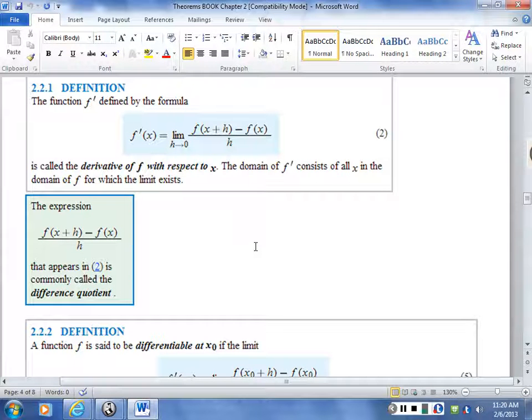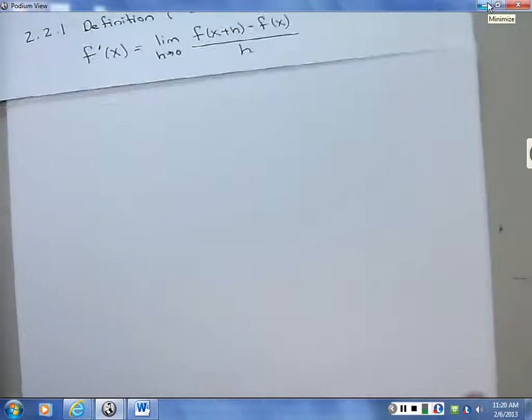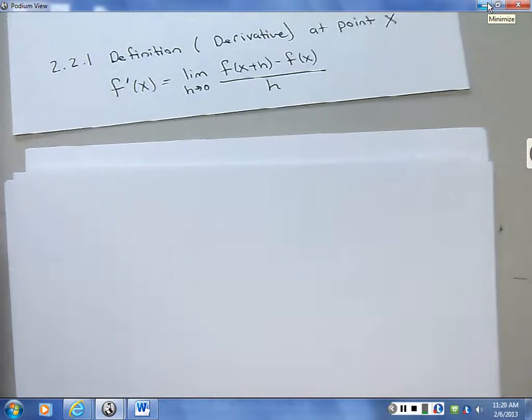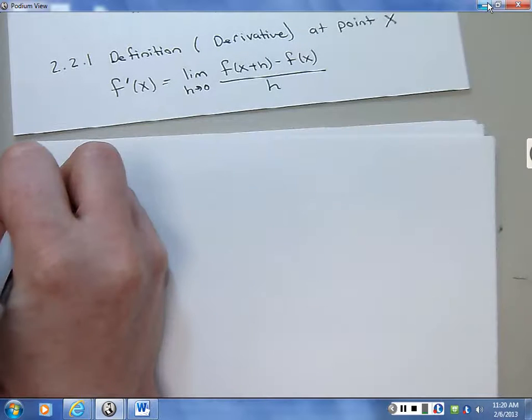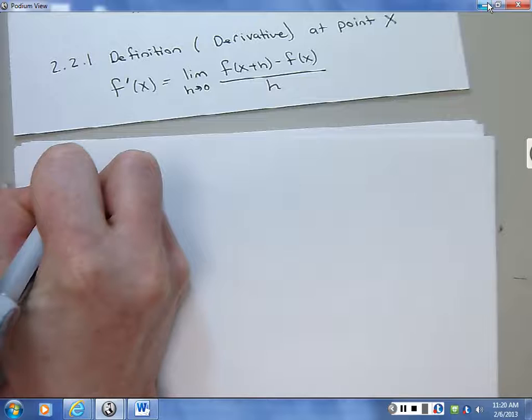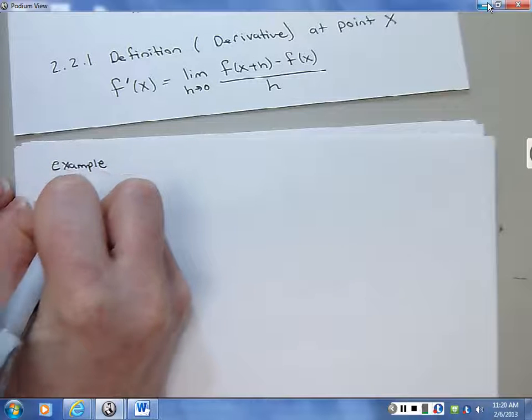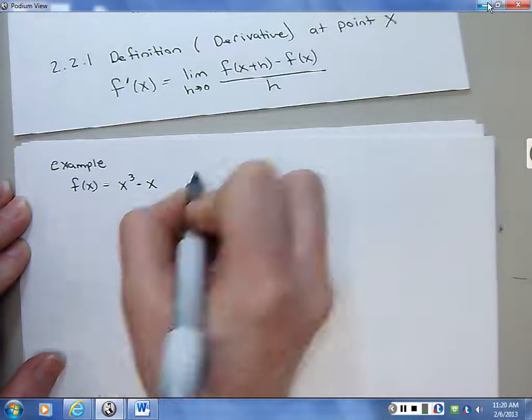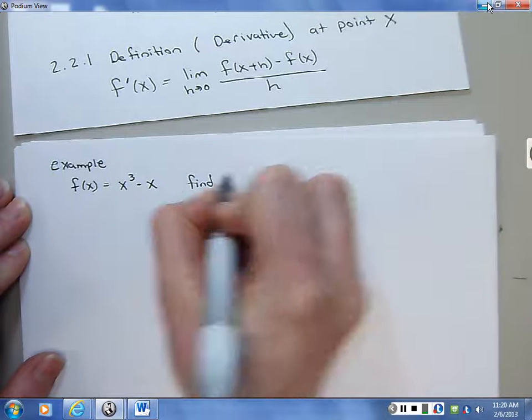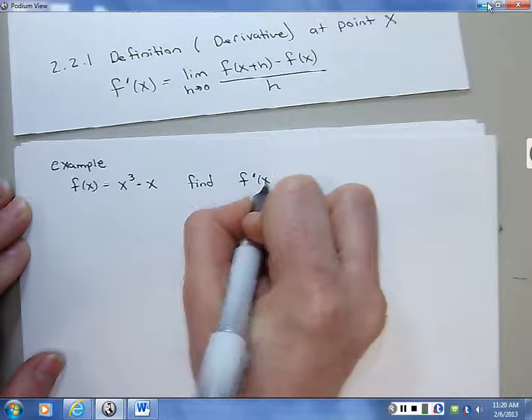So I think the best approach in this section is just to do some examples. So we did the example of x squared yesterday, right? So let's just do one a little bit higher level. And so this is an example. Let's take our function as x cubed minus x. And we're asked to find f prime of x.